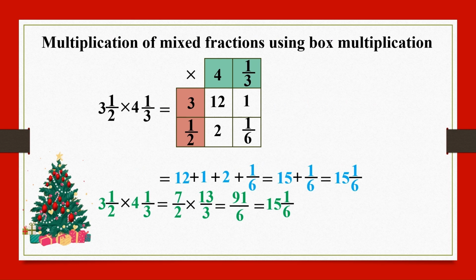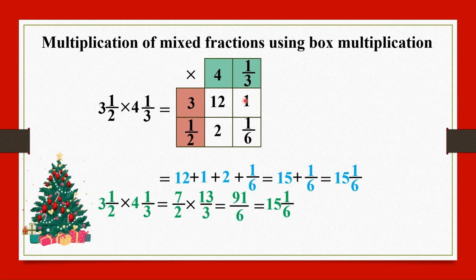Now here is the multiplication of mixed fractions using box multiplication. So take two mixed fractions, 3 1 by 2 and 4 1 by 3. Write them in columns, 3 and half over here and 4 and 1 by 3 here, and then multiply 3 times 4. 3 times 1 by 3 is 1. 1 by 2 times 4 is 2, and 1 by 2 times 1 by 3 is 1 by 6.